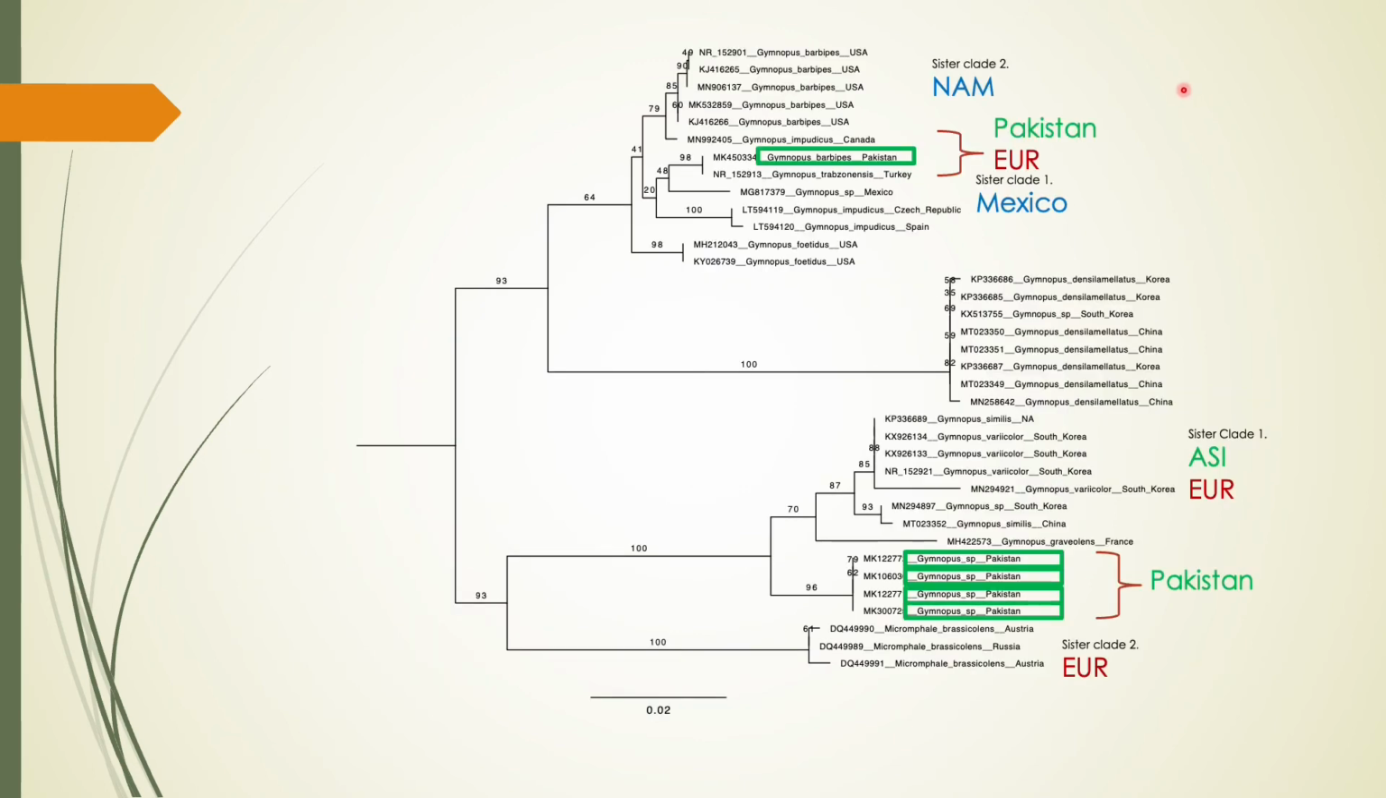Looking at its biogeographical study, we see Gymnopus barbipus forming a clade with European taxa, with a sister clade in Mexico and North America. Also, Gymnopus sp. from Pakistan is forming a Pakistan-only clade, with a sister clade from Asia and Europe, and the other sister clade showing European distribution.